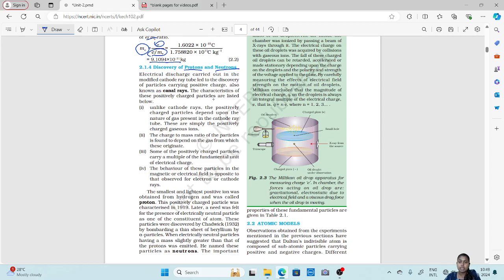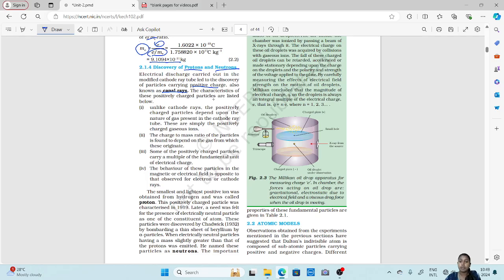Electrical discharge carried out in the modified cathode ray tube led to the discovery of particles carrying positive charge. So the cathode ray tube not only discovered the electrons, but it also discovered another particle carrying a positive charge, known as canal rays. These are positively charged particles, and these rays are known as canal rays.